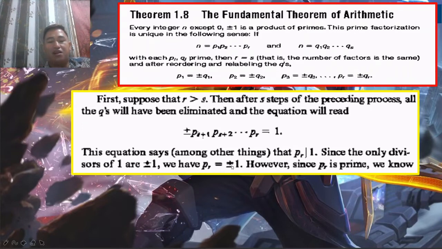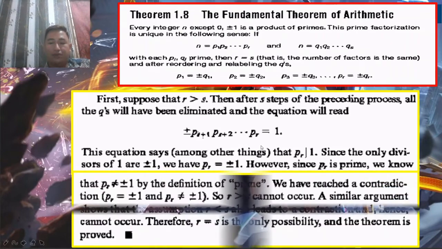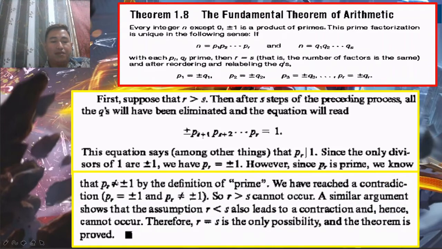So, we have PR is equal to positive or negative 1. Una, puro sila 1 ra or positive 1. Anya, ang P ra ba kay mga prime ra ba ni? However, since PR is prime, we know that PR must not be equal to positive or negative 1 by definition of prime. So, we have reached a contradiction.